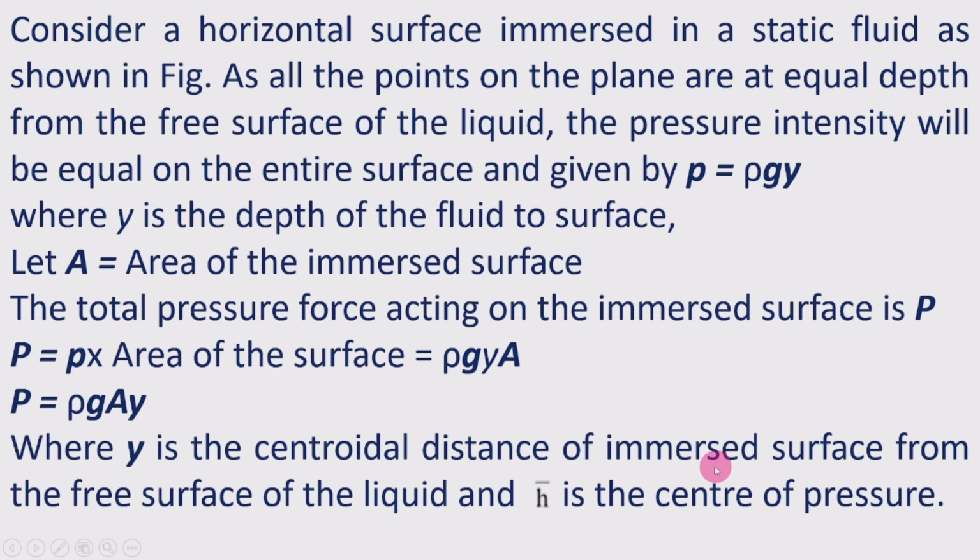For the horizontal surface, y bar and h bar will be the same. For surfaces other than horizontal, the centroid distance y bar and the center of pressure h bar will be different. For this horizontal surface, we take them as the same, and in further sessions I am going to take the total pressure and center of pressure for different surfaces.